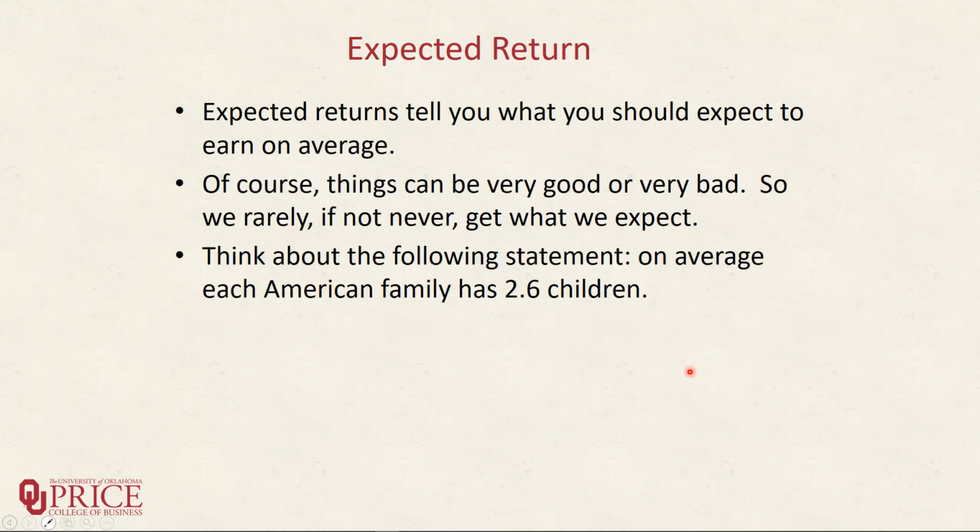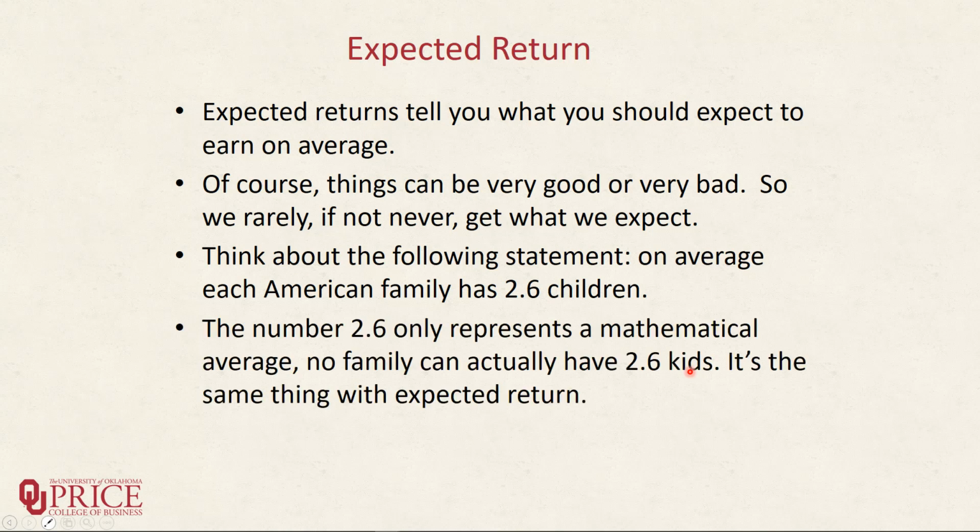For example, let's think about this statement: on average, each American family has 2.6 children. What does that mean? It just means that the average number of children in American families is 2.6. It doesn't mean that any family will actually have 2.6 kids, that's just absurd. It's the same idea with expected return. Most likely you won't see that expected return. It just tells you that that's the center of the distribution, and we're equally likely to do better or worse than that center.